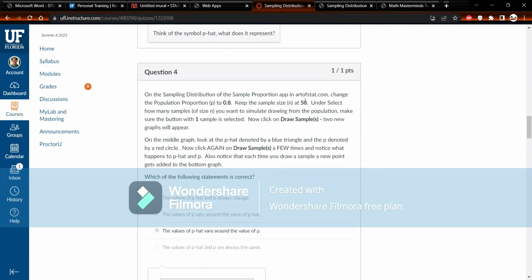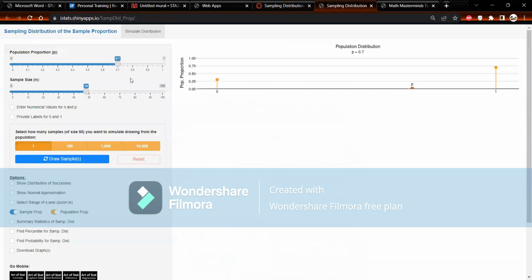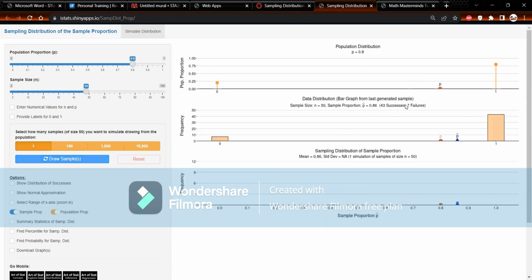For this one, if you go into the app, we have 0.8 and 50. We already set 50, so we should go to 0.8, right? From here, we select 1 and press draw samples. What we're going to do here is just spam draw samples and try to notice a pattern of where p hat goes. Notice how p stays the same, but p hat moves around p.